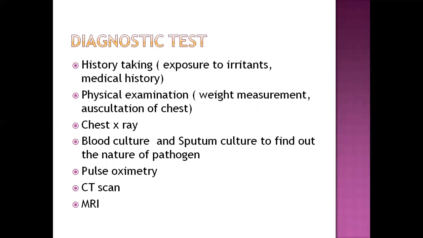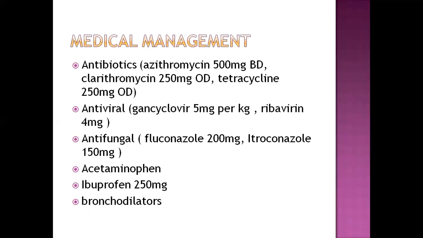Blood culture and sputum culture both can be done to find the nature of the pathogen, whether it is a virus, bacteria, or fungi. Also, pulse oximetry can be done to find out if there is a lack of oxygen in the cells or not. CT scan can be done, MRI can be done.